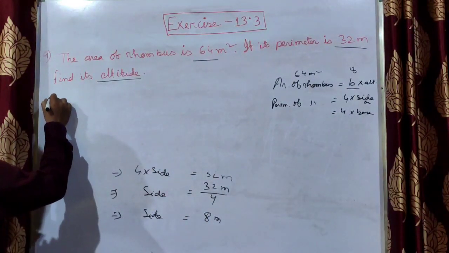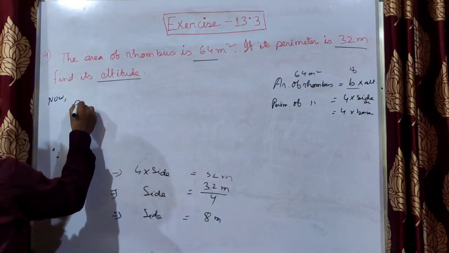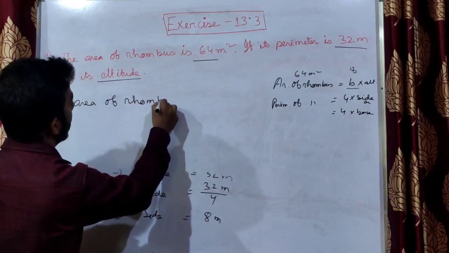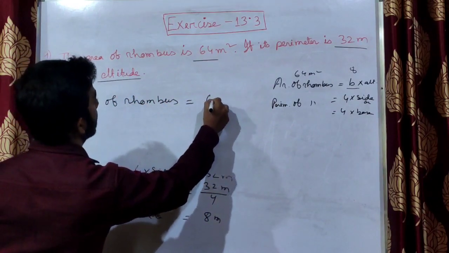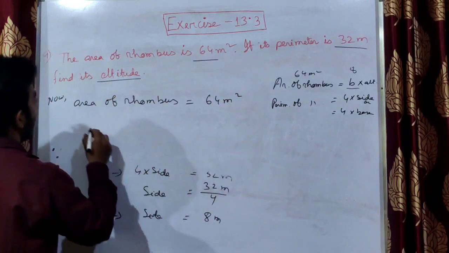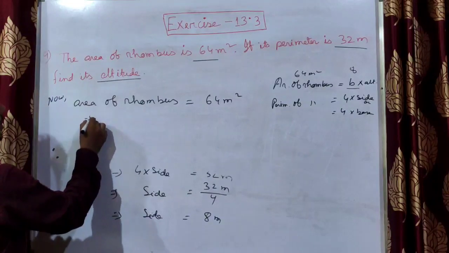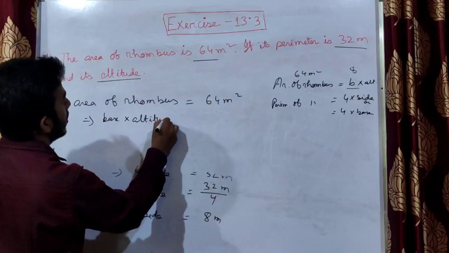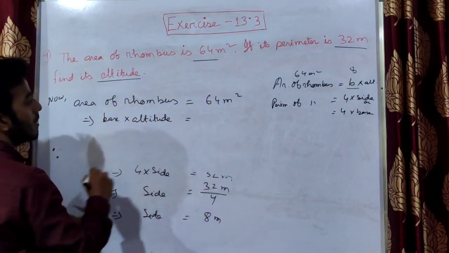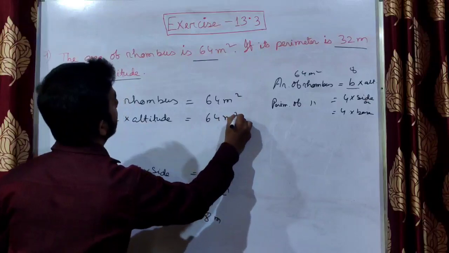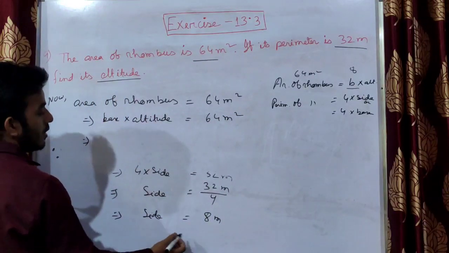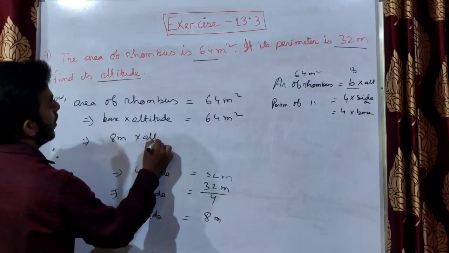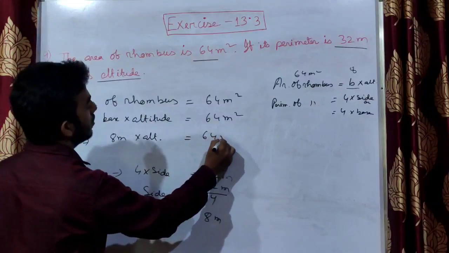We will write now, area of rhombus equals how much? 64 meter square. So area of rhombus formula is what? Base into altitude equals how much? 64 meter square. So we have found base, that is side, it is 8 meter. 8 meter into altitude equals 64 meter square.